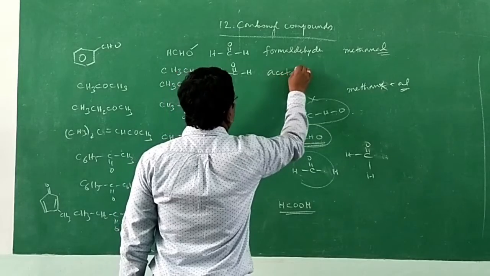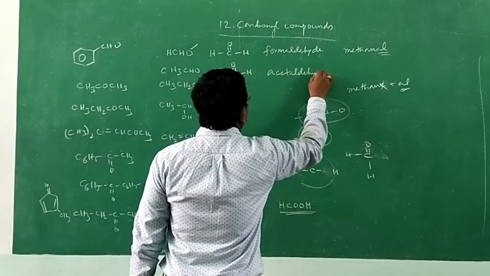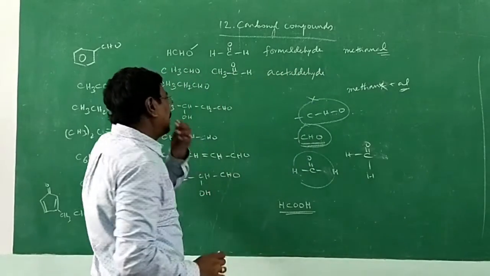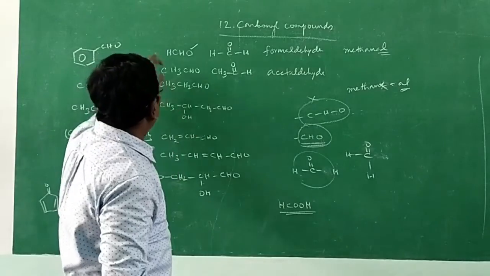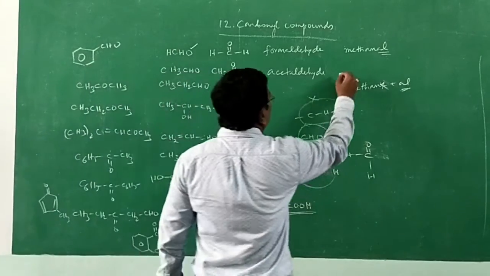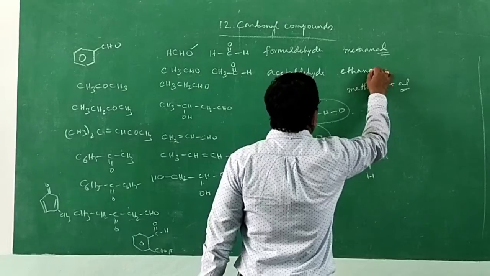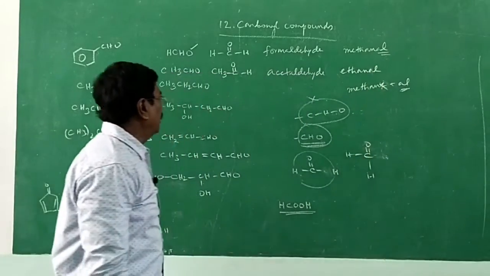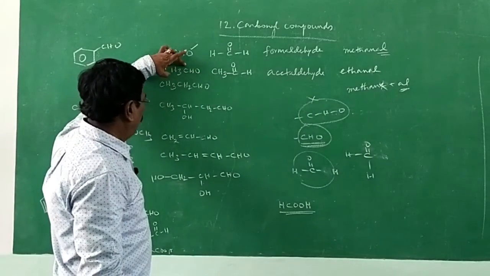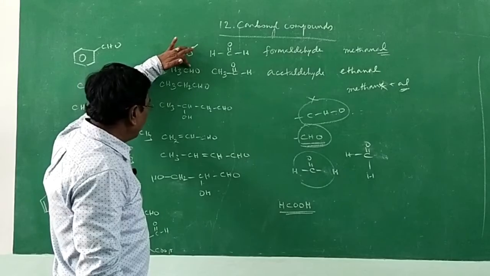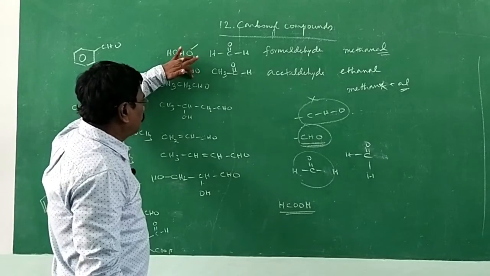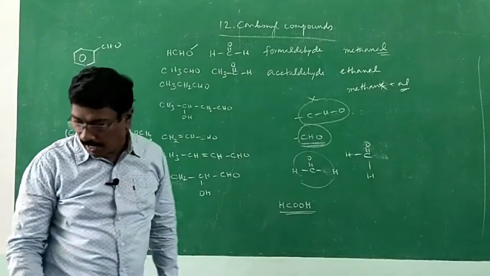When we go for one more increase in the number of carbon atoms, CH3CHO, we call it acetaldehyde, because CH3COOH is acetic acid, and the corresponding aldehyde is acetaldehyde. But the IUPAC name: 2 carbon atoms, therefore ethane, ethanal. Alkane, eth for 2, ethane. But we have the aldehyde substituent, therefore e is replaced by al.